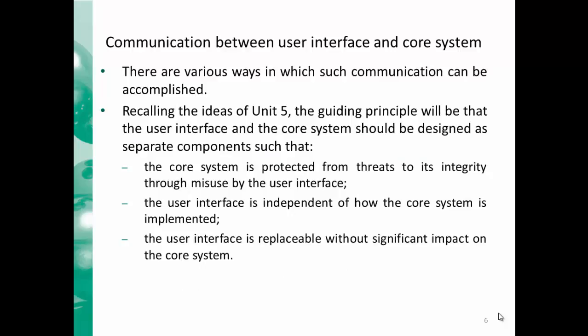Communication between the user interface and the core system has different ways, but in chapter 5 we covered and discussed a way of having some object in between the user interface and the core system. We call that object the coordinating object. That will be based on separating the interface from the core system and protecting the integrity of the core system classes.